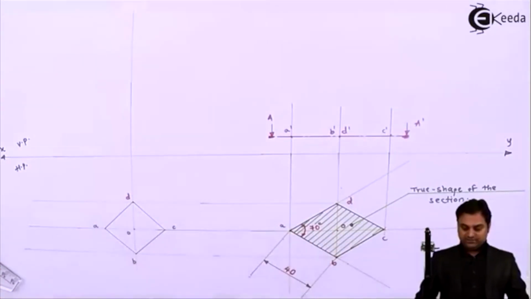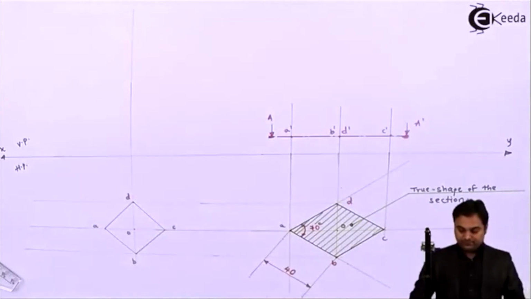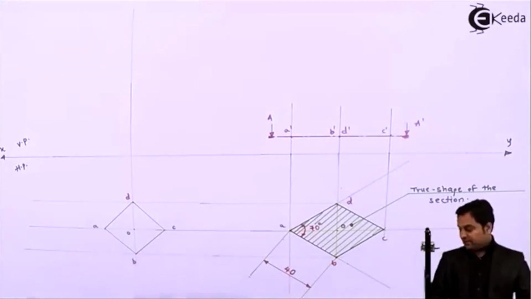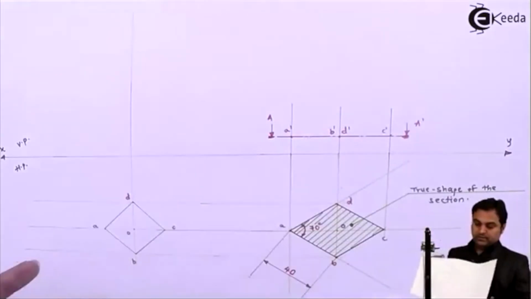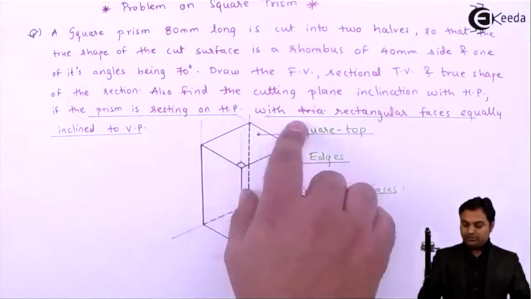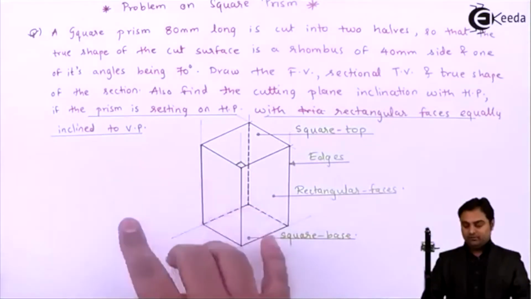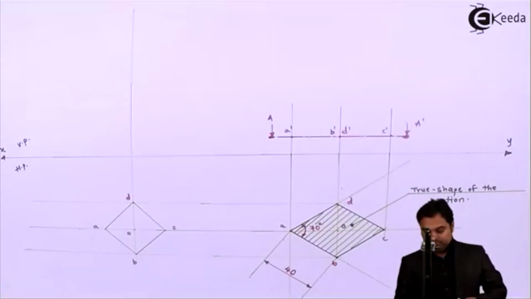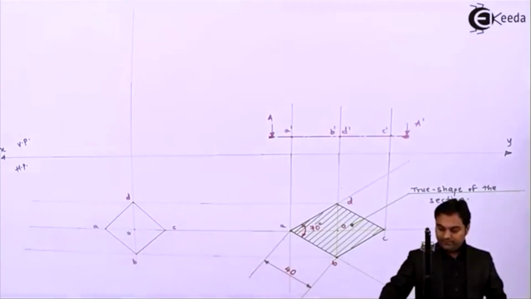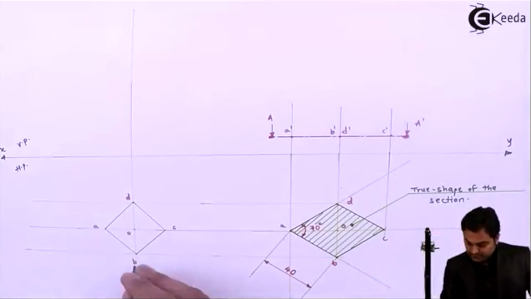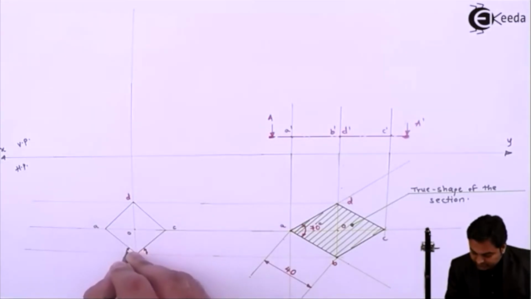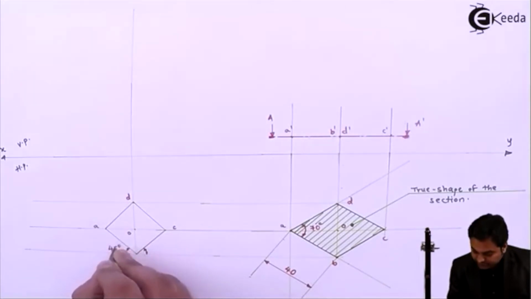Now, this is the initial condition, that is, here we have the side of the square prism, and here, as it was mentioned in the question, the faces are equally inclined. I'll show it here. In the question, it was given that the prism is resting on HP with rectangular faces equally inclined to VP. So here I have kept the faces in such a manner that they are equally inclined to VP, and it is seen in HP. So the angle here will be on both the sides 45 degree.